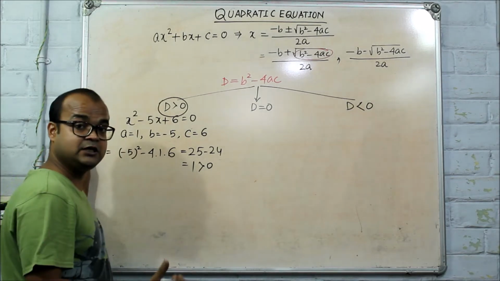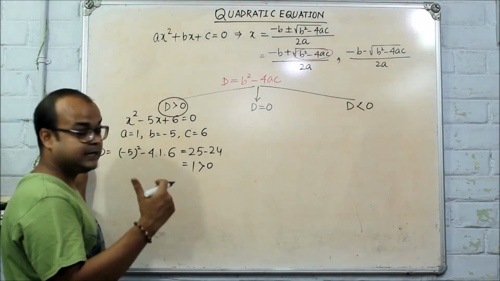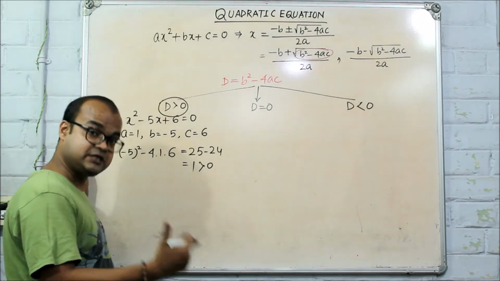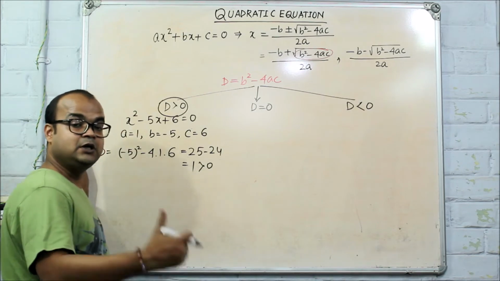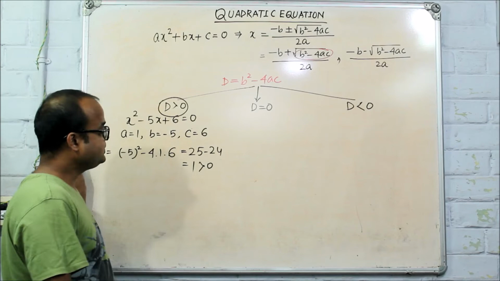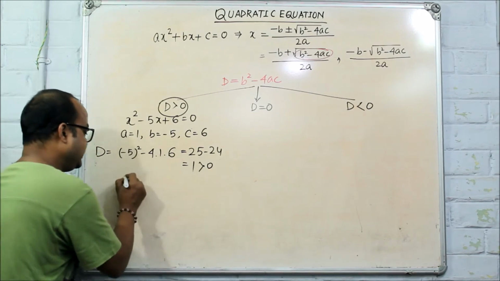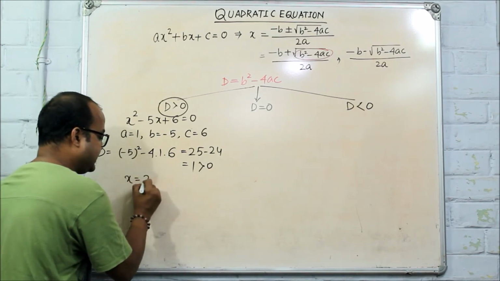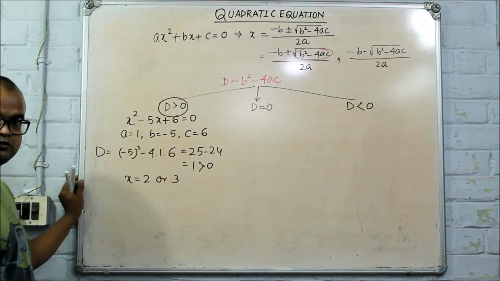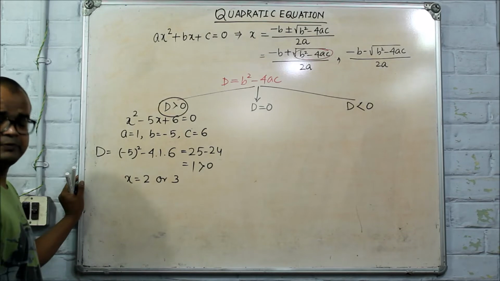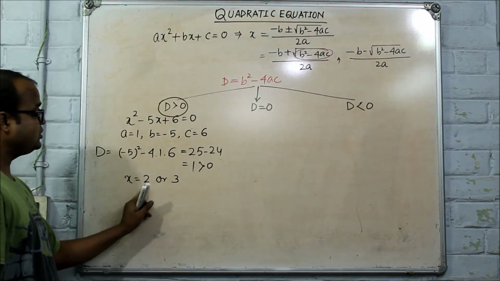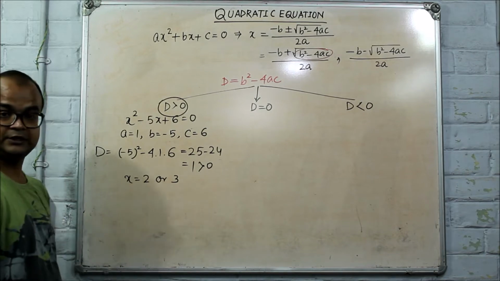Now if you find the roots of this equation either by the factorization method, which we have already discussed in our first part, or by applying the formula, which we discussed in the second part, you can find those two parts in the description box. You will get the value of x as 2 or 3.